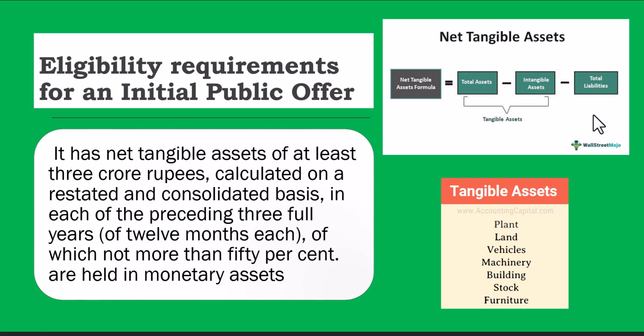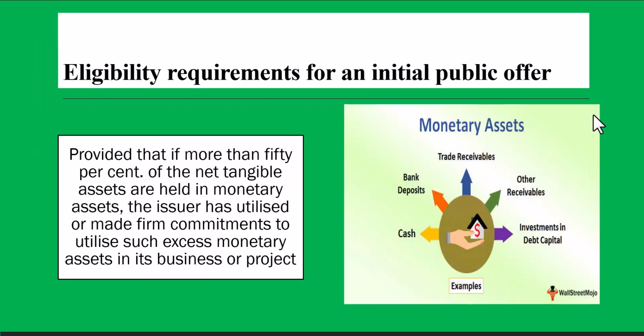So they should have net tangible assets of at least 3 crore rupees every year for the last 3 years, of which not more than 50% are held in monetary assets. We'll discuss what monetary assets are. Of all these net tangible assets, not more than 50% should be held in monetary assets. Monetary assets can be like cash, bank balance.